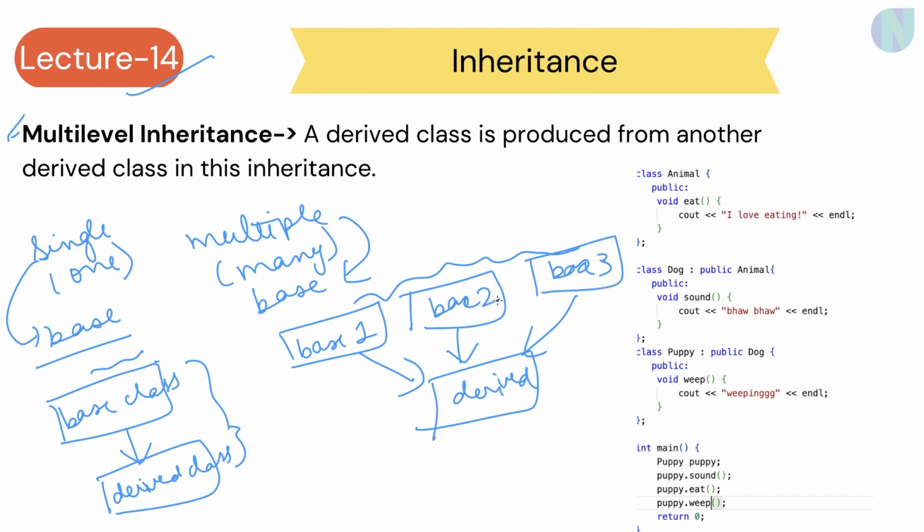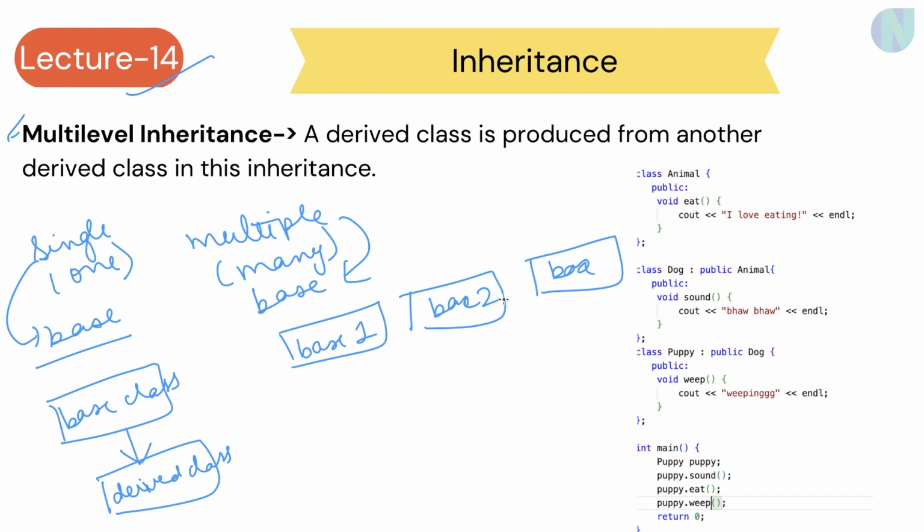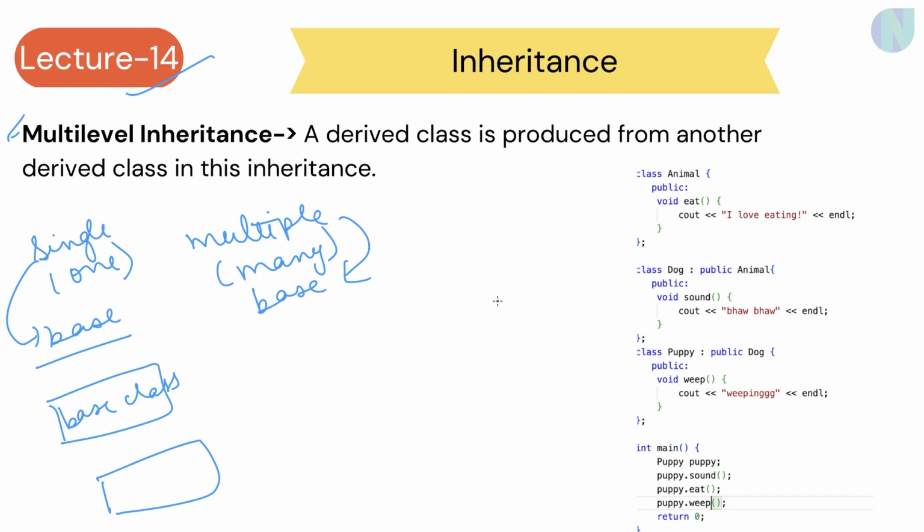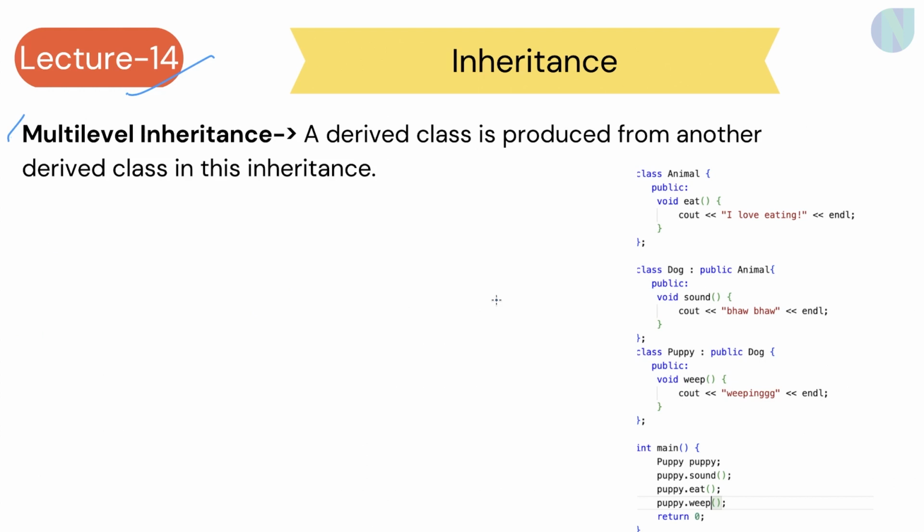Now coming to the point, what is multi-level inheritance? Let me just clear my screen a bit. Again, guys, if you want to understand inheritance, go through the words as well. Single inheritance means one, multiple means many. Now here comes the term multi-level. What does this multi-level mean? It means there are many levels.